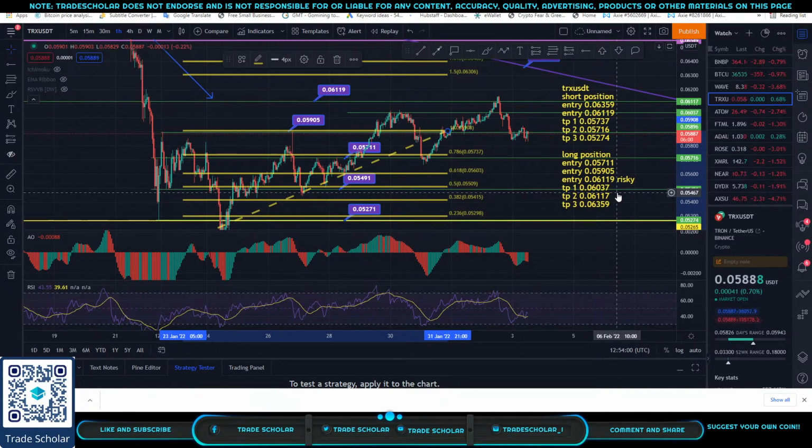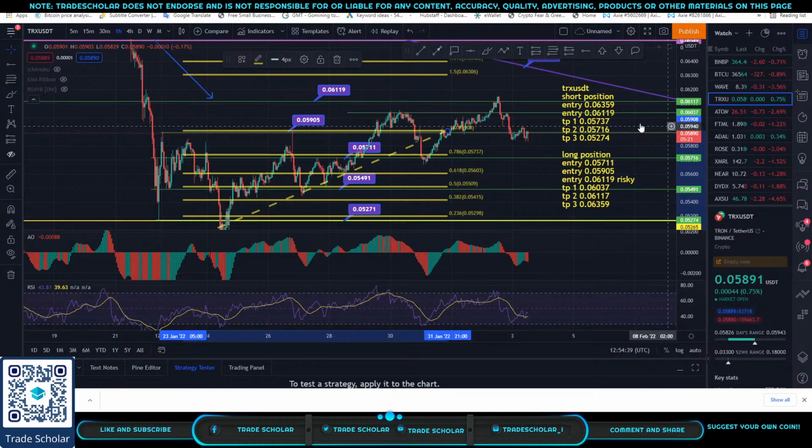So our short, we did not hit here. Our short is 0.06119. Then 0.06037, so we hit our 0.06037 take profit. 0.06117, so we also hit TP2. 0.06359, so TP3 was not hit. For the short position, what position did we suggest? 0.06359.